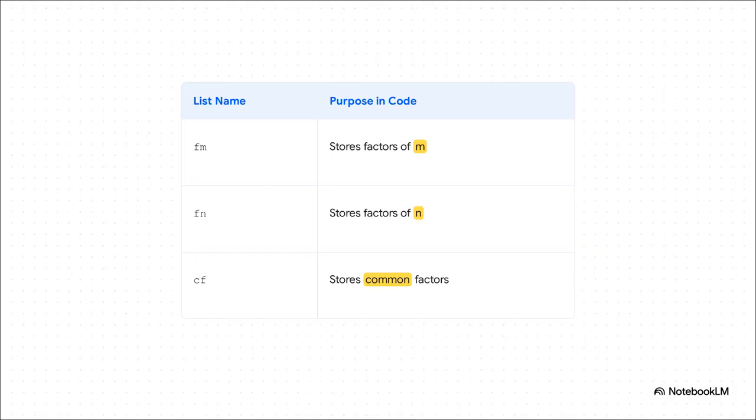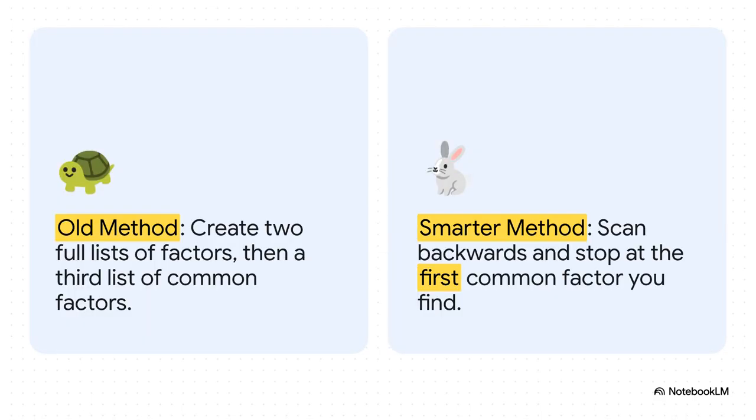And if we were to translate that recipe into computer code, it might look something like this. You see, we'd need places to store all this information. We'd have a list, fm, for the factors of m, then a second list, fn, for the factors of n, and then, can you believe it, a third list, cf, to hold only the ones they have in common. It's a direct translation of our plan, but wow, that's a lot of bookkeeping. So we can definitely make this a little bit better.